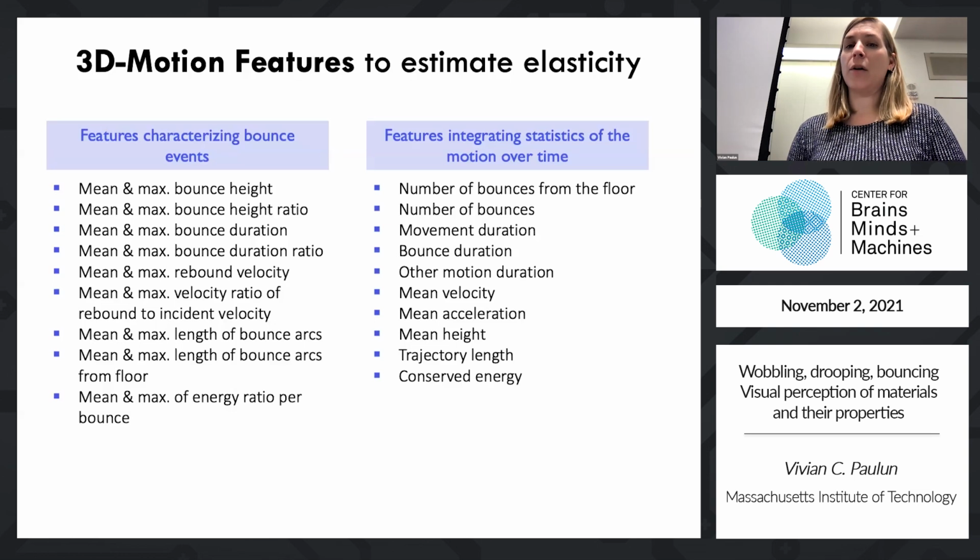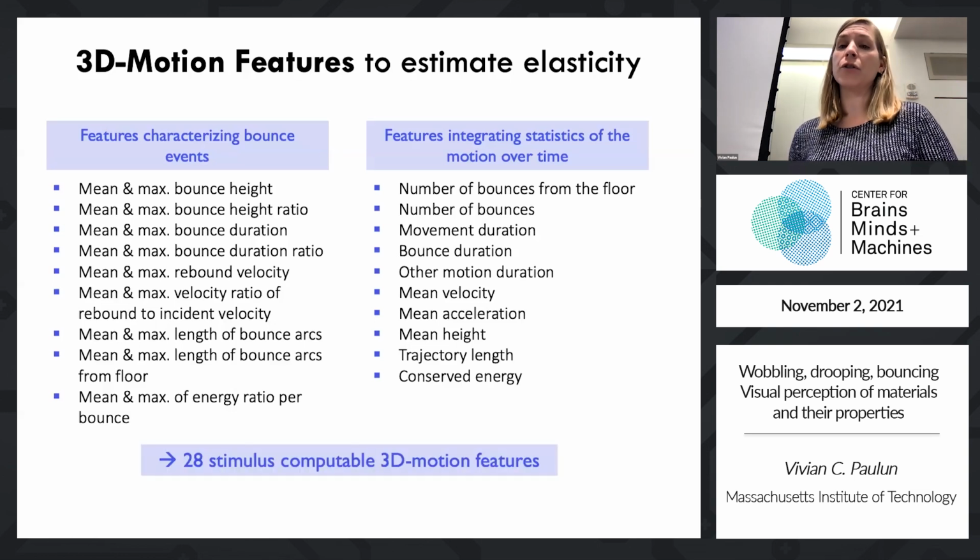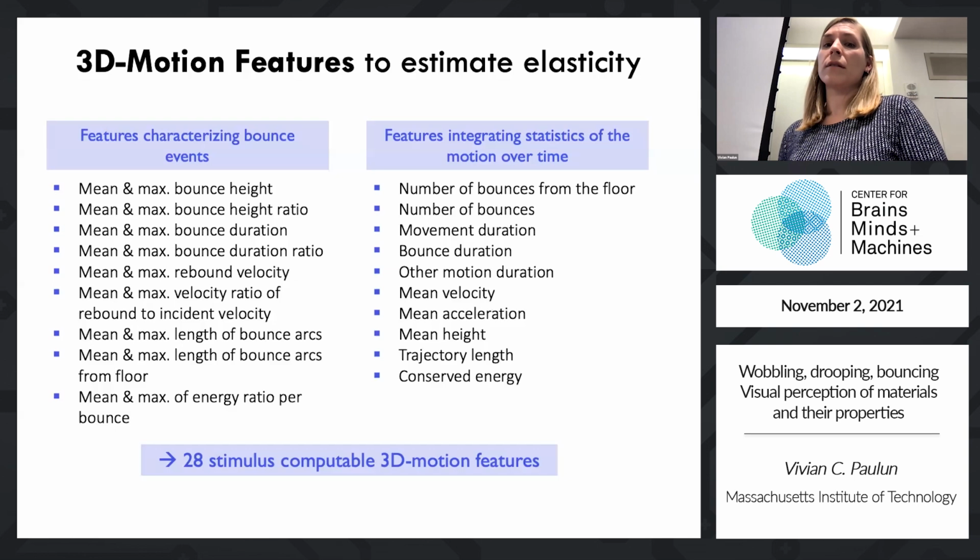Okay, so we now have 28 different motion features, and all of them are stimulus computable. They're not image computable because we don't intend to also solve depth perception here, but we take this for granted and calculate everything on the underlying 3D data. So they are based on observable quantities, the positions and the changes of position over time. And we make no assumptions in this model of how these features are actually estimated by the visual system.